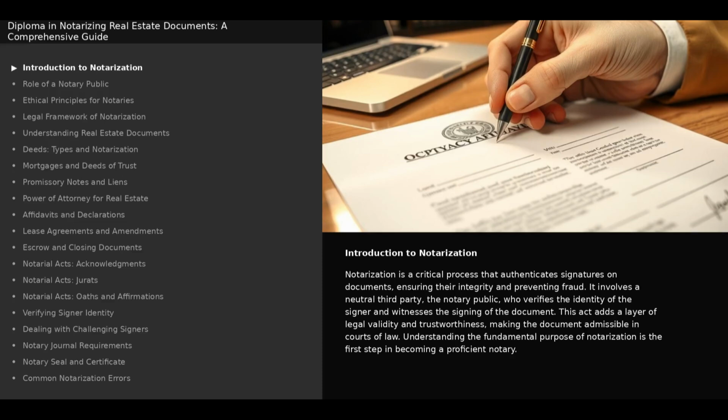Introduction to Notarization. Notarization is a critical process that authenticates signatures on documents, ensuring their integrity and preventing fraud. It involves a neutral third party, the notary public, who verifies the identity of the signer and witnesses the signing of the document. This act adds a layer of legal validity and trustworthiness, making the document admissible in courts of law. Understanding the fundamental purpose of notarization is the first step in becoming a proficient notary.